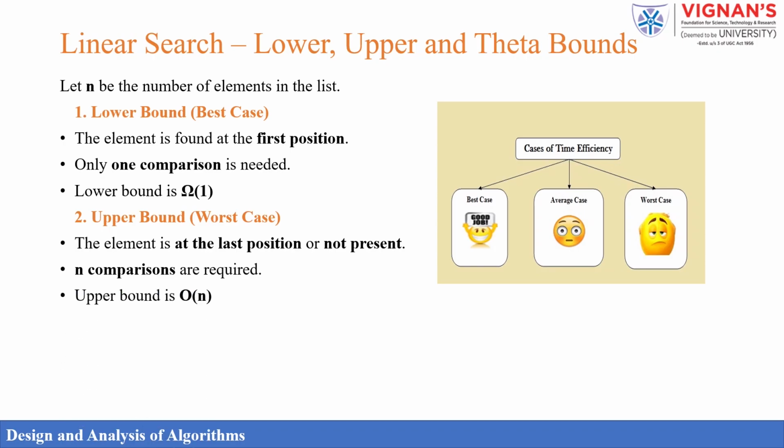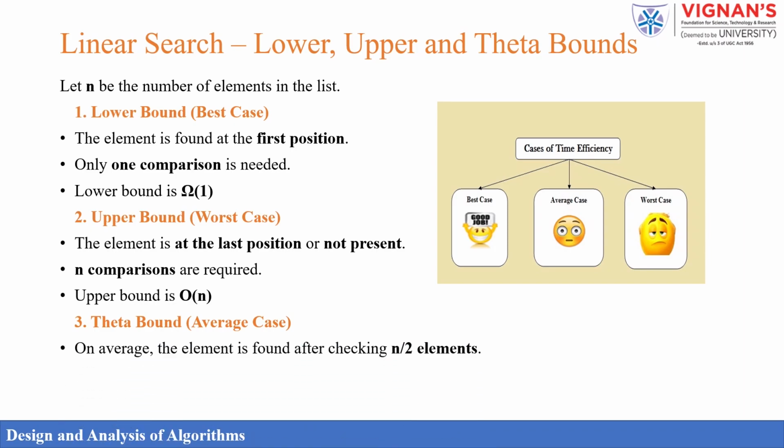Now, let us understand the theta bound, which represents the average case. On average, the element is found after checking about n/2 elements. This means the time required increases linearly with the input size. Therefore, the theta bound of linear search is Θ(n).